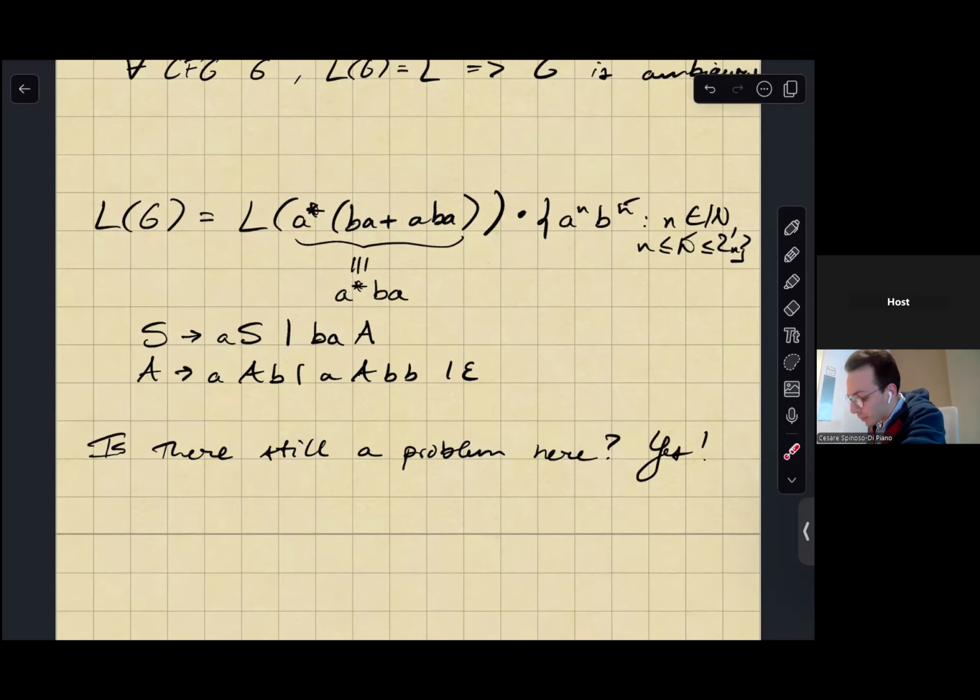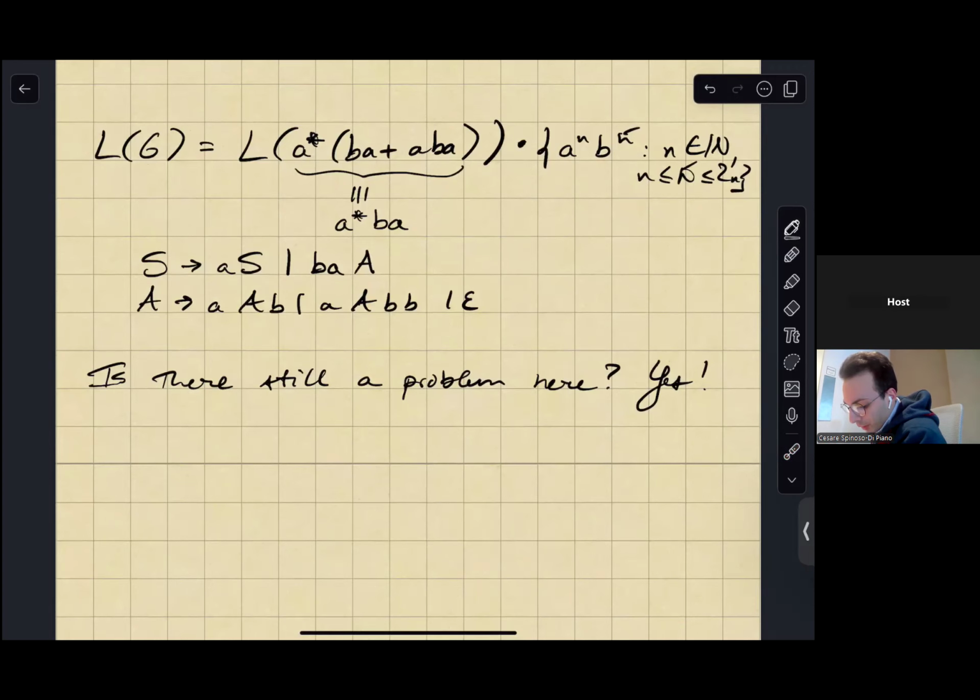So what is the problem? Now it's no longer to do with this line. It's actually to do with the generation with this guy. Imagine you want to derive something like BA and then A2, B3. How do you derive this? Because we know this is in the language, right? The language is A star BA and then A^N B^K where K is between N and 2N. So this is definitely in the language.